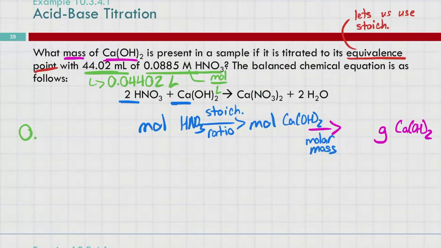So we're going to start with the liters and the molarity. We'll find moles of nitric acid. So starting with liters of HNO3 and using our molarity, we'll get to moles of nitric acid. And then we can do a stoichiometry step since we're at the equivalence point. That'll get us the moles of the thing we want. And in this problem, we're going to figure out the grams of the calcium hydroxide.